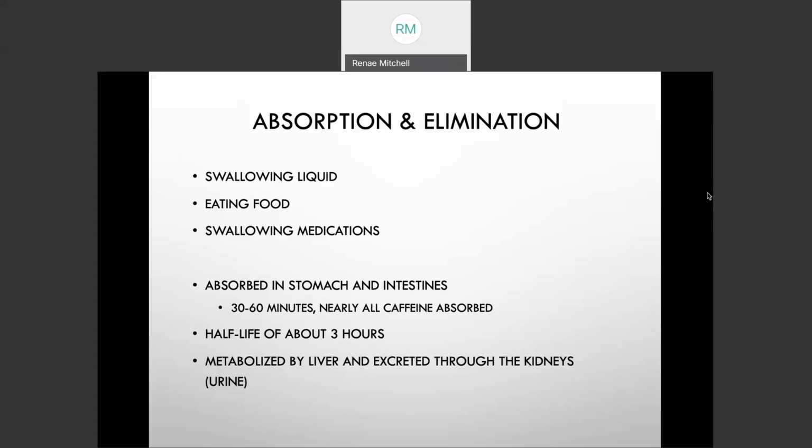And about half of the caffeine that's in the blood will be eliminated after 3 hours of ingestion. It's eliminated through the liver and the kidneys, metabolized and broken down in the liver, and then excreted through urine. That is how caffeine gets out of the body.